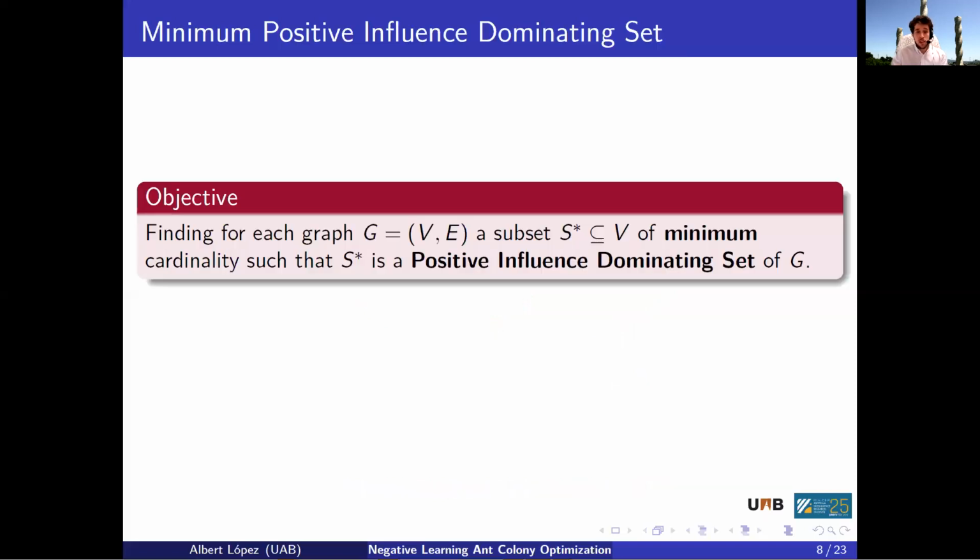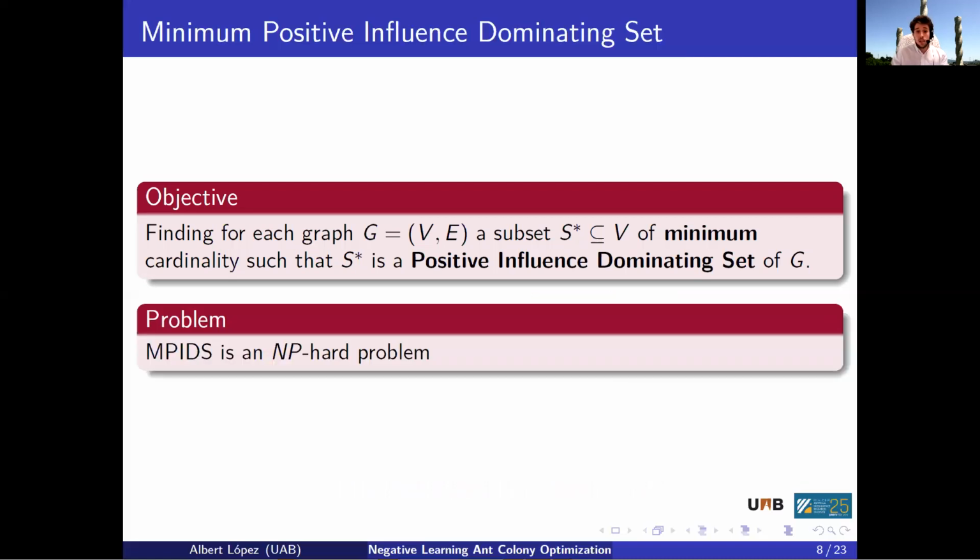So our main objective is to find a set of minimum cardinality such that it is a positive influence dominating set for a graph. And the main problem in doing this is that this is an NP-hard problem, which was proved some years ago, and it gives rise to the question: can we solve it efficiently with approximated methods?